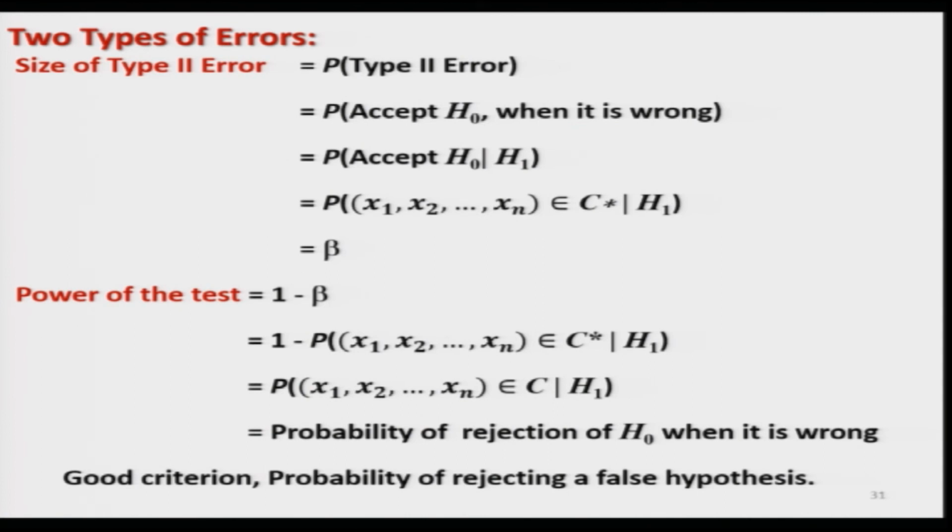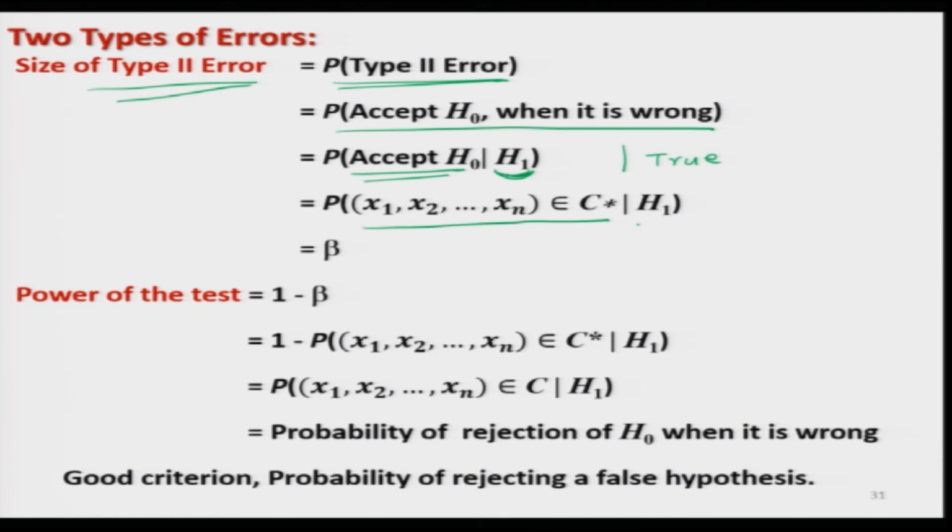Similarly, we can define the size of type 2 error, which is the probability of accepting H naught when it is wrong. This can be written as the probability of accept H naught, given H1 is correct. That is the standard language: after the symbol given, we write whichever hypothesis is true. So, when H naught is wrong, H1 is true. In terms of C and C star, we write the probability that x1, x2, xn belong to C star when H1 is true, and this probability is given by beta, a standard symbol.